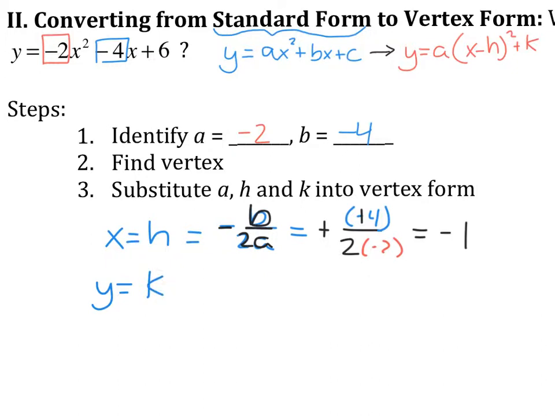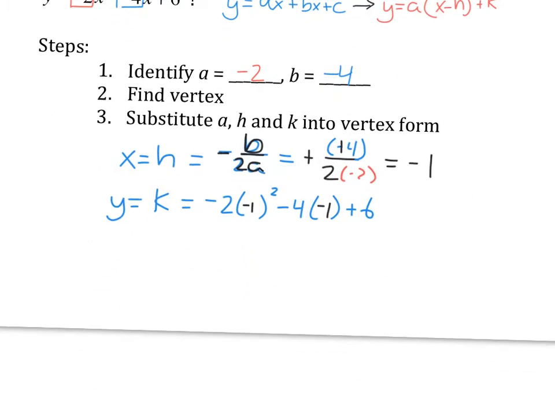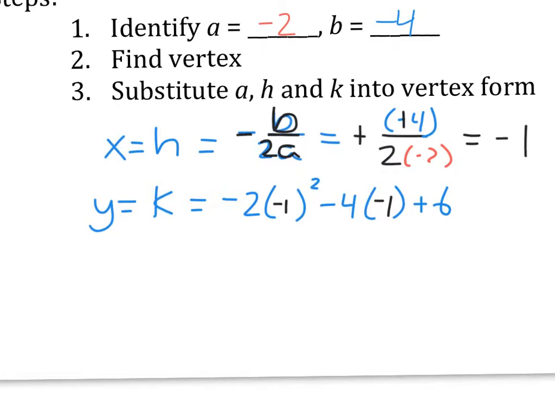Now I take that, and I'm going to substitute into the function in order to find k. So in this case, I'm actually finding k now. Again, feel free to call it k or just call it y, whatever cranks your tractor, whatever floats your boat, whatever waxes your lip. So -2 times (-1) squared, minus 4 times -1, because I'm substituting it in, and plus 6. For your polyglots, that's +6.